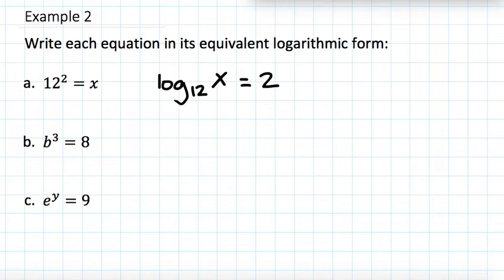For part B, write the word log, identify the base, which is b, then the 8 is going to come next, and then the answer to the logarithm is the exponent, which is 3.